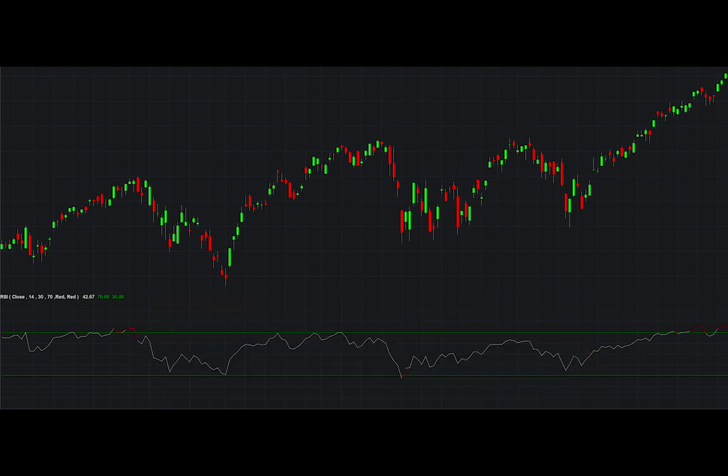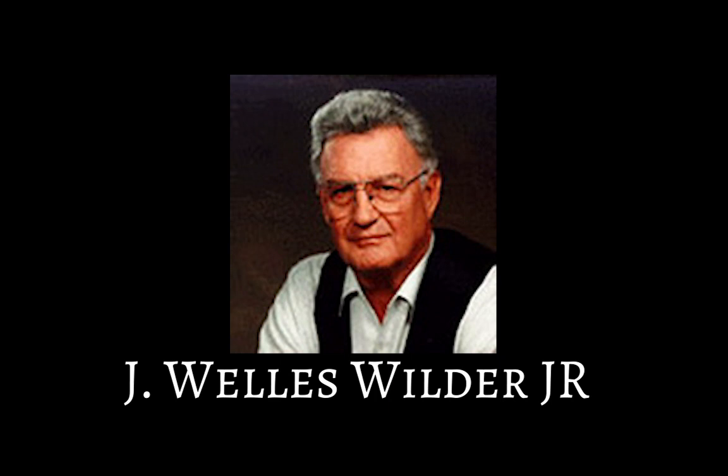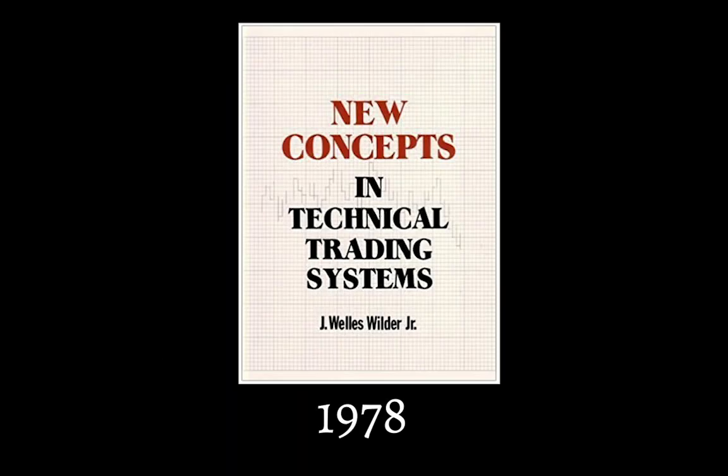Alright, let's get started. The Relative Strength Index was first published by this handsome devil in 1978. Wilder presented the computation and explanation for the indicator in the book New Concepts in Technical Trading Systems. Since its debut, this momentum oscillator has been an incredibly popular tool for many traders.